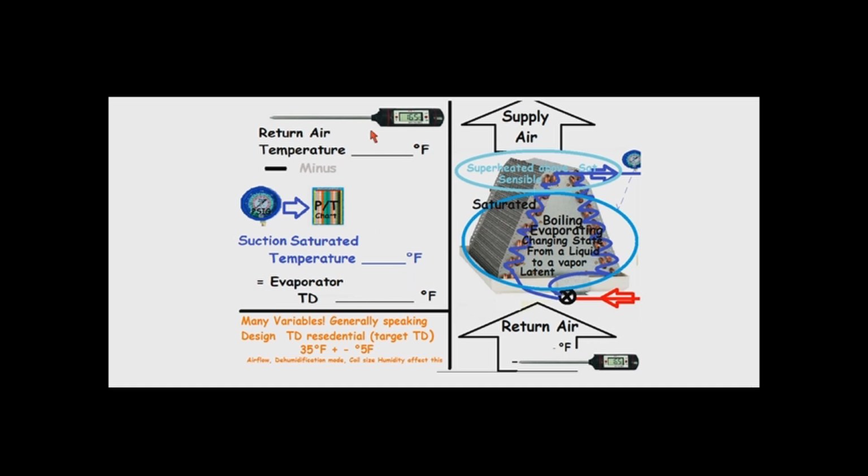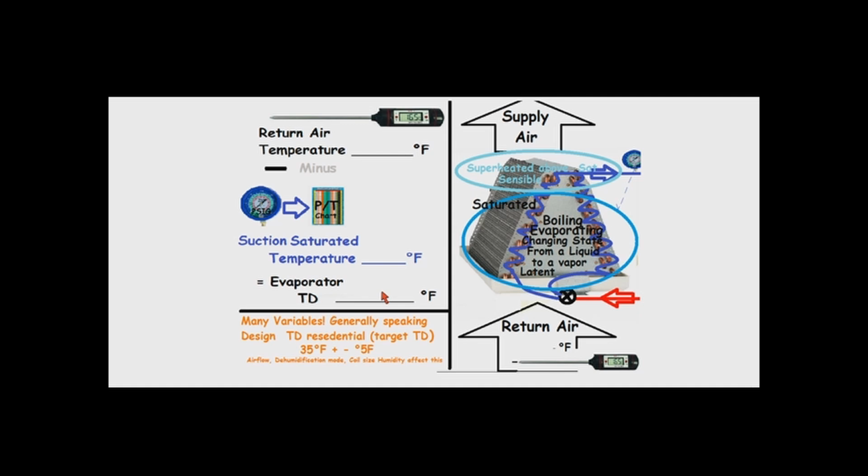So if we take our return air temperature minus our suction saturated temperature, that gives us our evaporator TD, the temperature difference between the refrigerant and the air temperature. Now this is a catch. That number helps us a lot, but it depends on humidity. Humidity is going to affect that. Latent heat is going to affect that. So this isn't nearly as set of a number as it is with a condensing unit. It has a lot of variance.